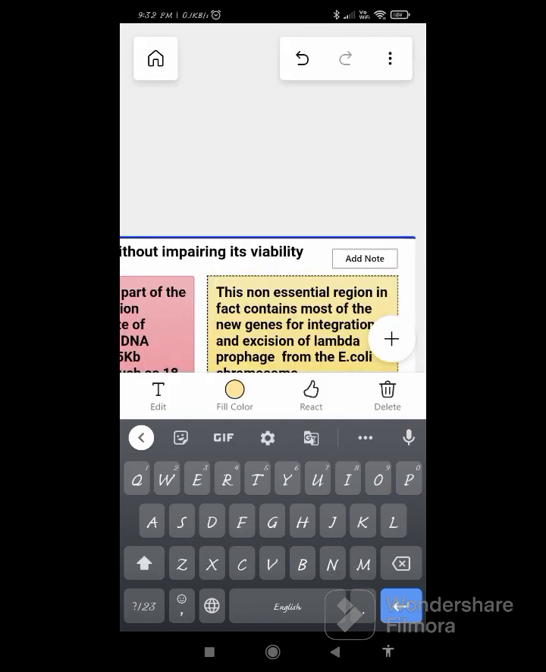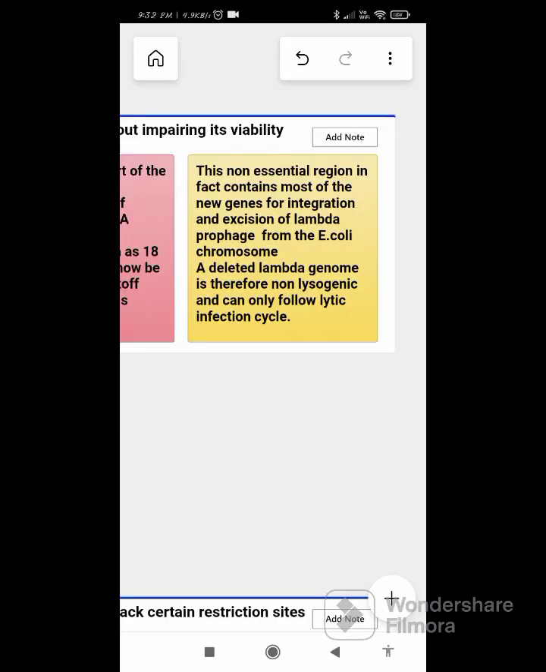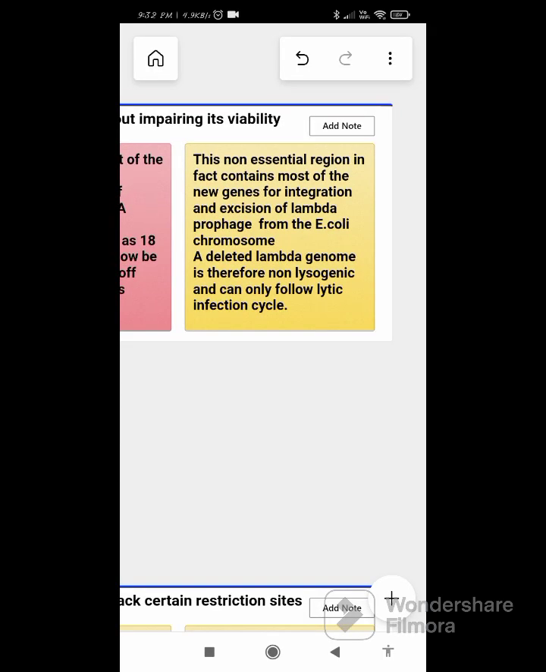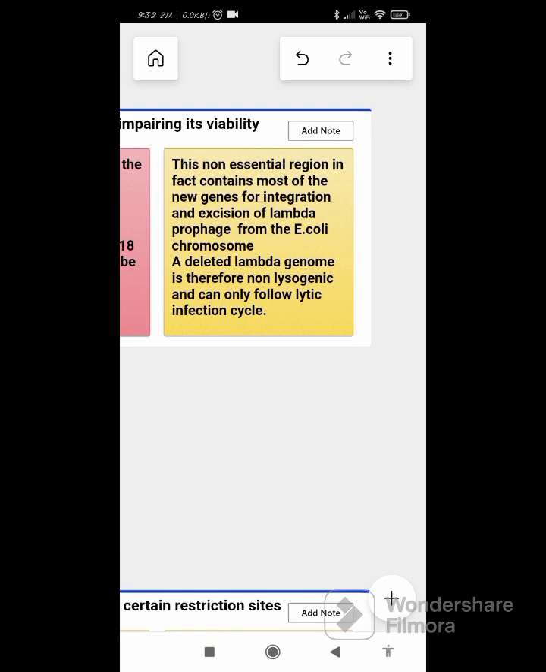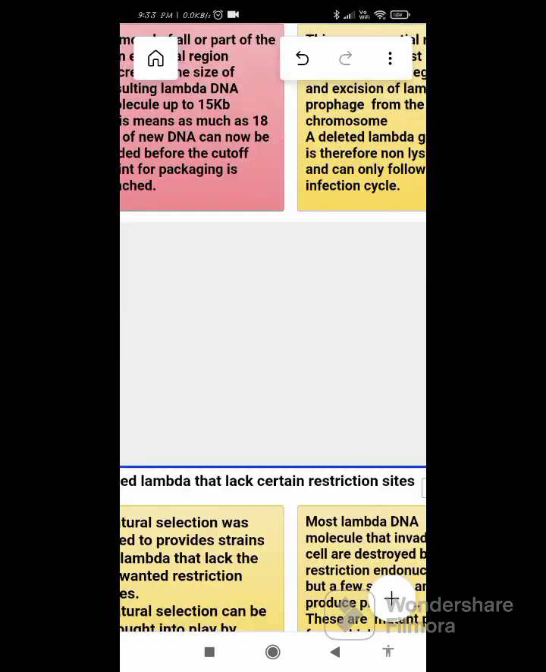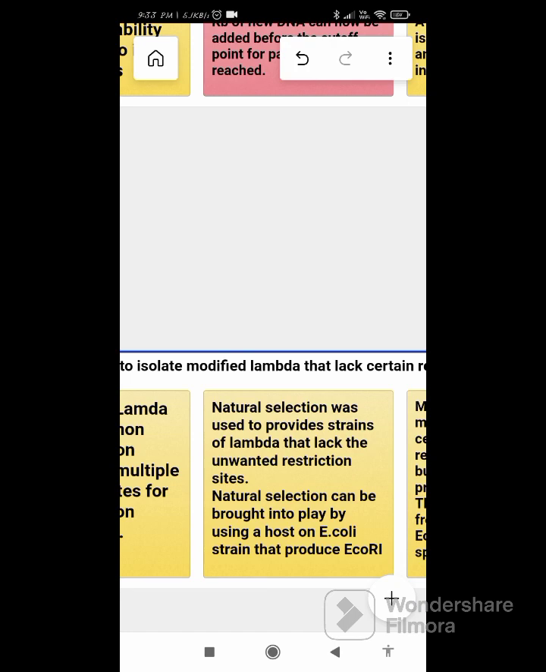So the deleted lambda genome is therefore non-lysogenic. There are two cycles, lytic and lysogenic cycle. But here the deleted lambda genome will be non-lysogenic due to the deletion of the integration and excision part of the lambda prophage. It will only follow the lytic cycle, which itself is desirable for a cloning vector, which means induction is not needed before plaques are formed.